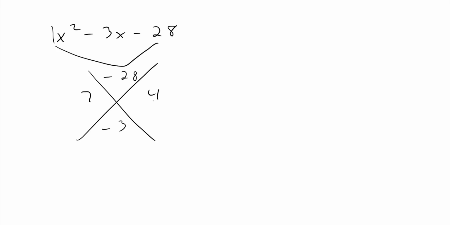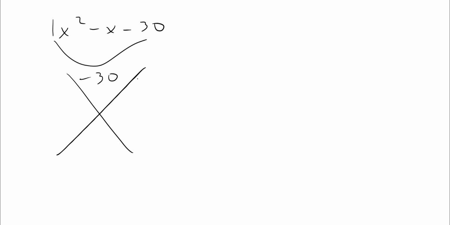Okay, so 7 minus 4 is 3. So this one has to be negative. Negative 7 plus 4 is negative 3. So I didn't have to write them all out. You could, but I didn't need to. So my answer for this problem is x minus 7, x plus 4. Okay, that's not bad.